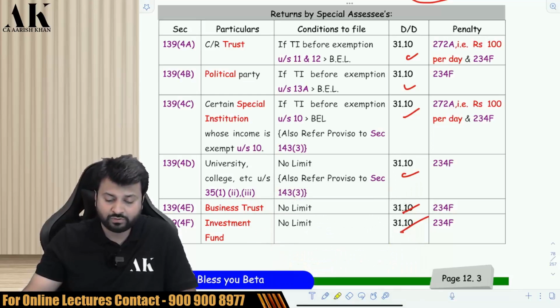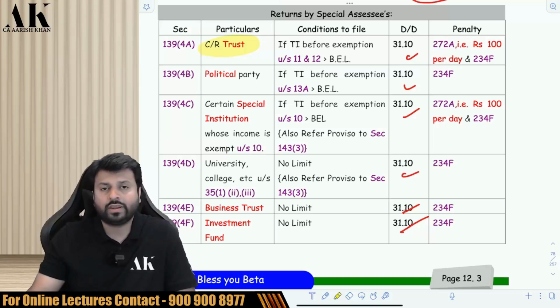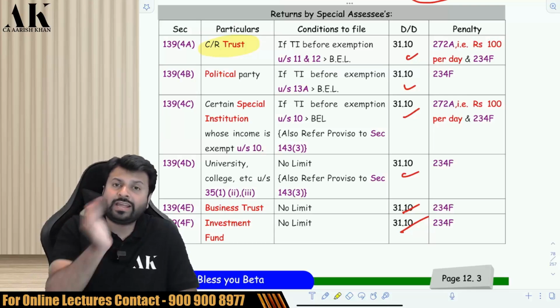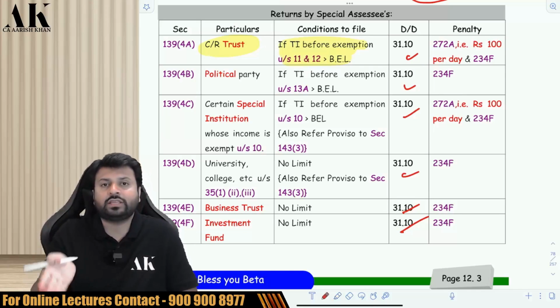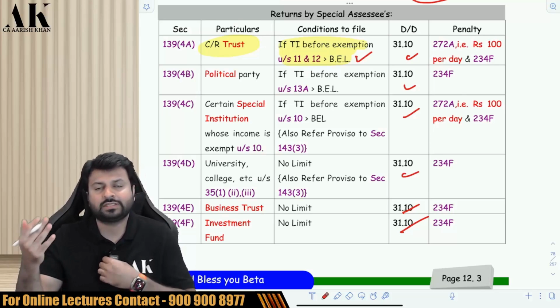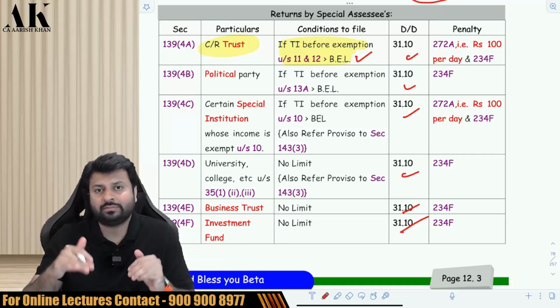Pay attention, please, all of you. There is a charitable trust or a religious trust. Suppose there is a charitable trust or a religious trust. Okay. When will they file the return? They will file the return because they get a lot of exemptions. So if their income before giving the exemption is greater than the basic exemption limit, they are liable to file the return. Suppose their income is 10 lakh and after exemption it becomes 0. So before exemption it is how much? 10 lakhs. So they are liable to file the return.